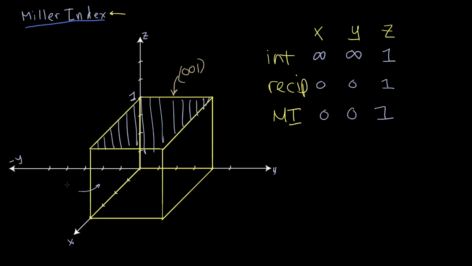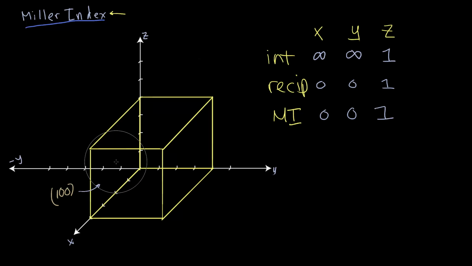Now we have a good way of describing the front and top faces, 1, 0, 0 and 0, 0, 1. We can do the same for the right face. I'll draw in another crystal plane. So we're looking at this right face of the crystal.